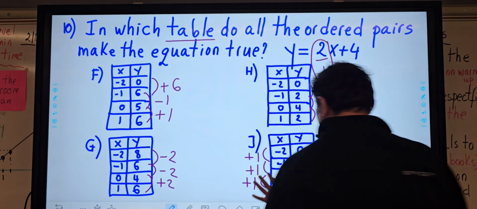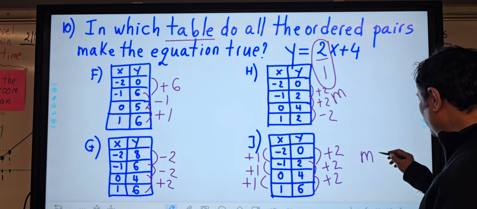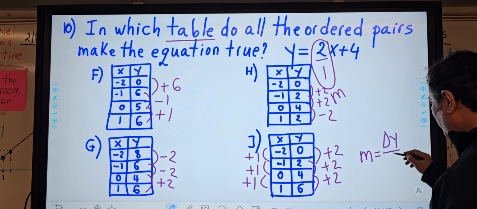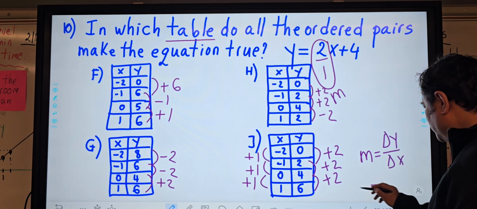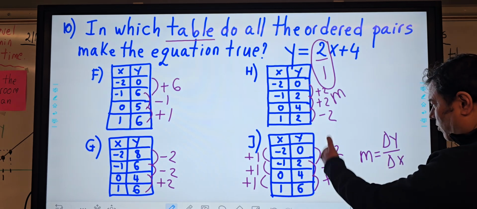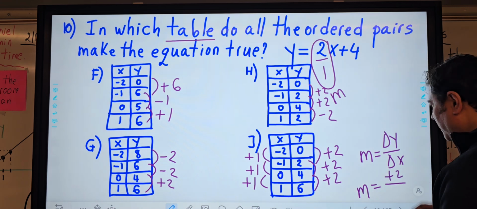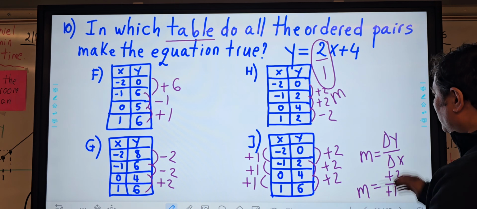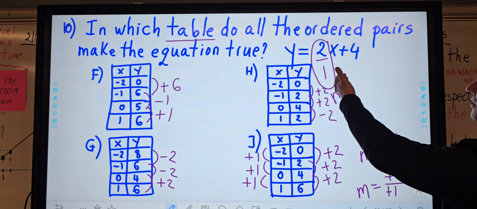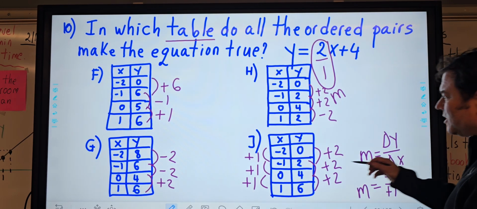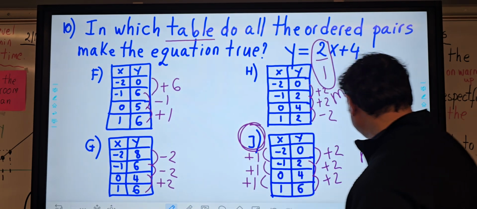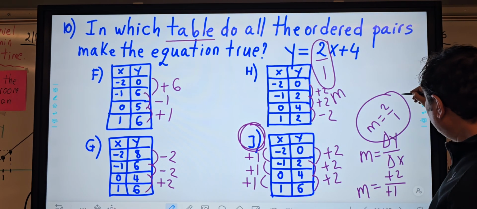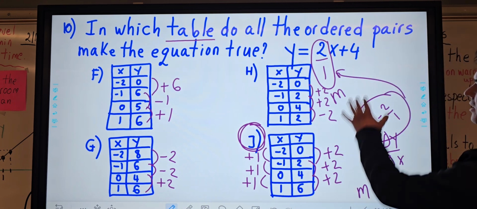And in this case, for J, our rate or our slope equals delta Y over delta X, remember. So delta Y, the change in the Y, which is plus 2, over plus 1. So 2 over 1, which matches our equation here in the problem. So the answer is J. Okay, so m equals 2 over 1, and it matches the slope in the problem.